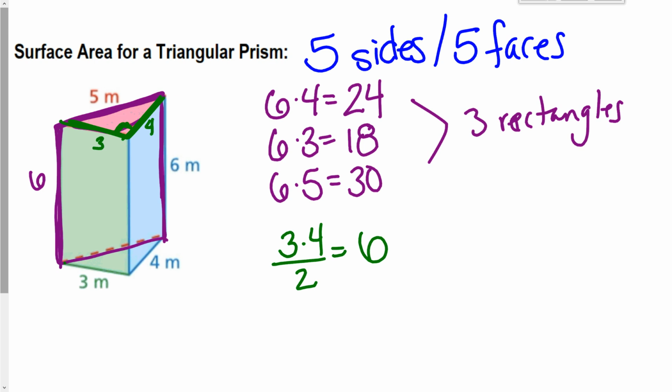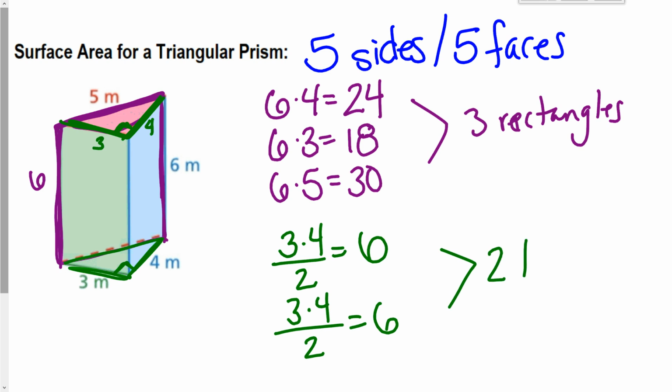And then I also have this triangle down here. Again, I know where my right angle is. I know it's a 3 by 4, divide by 2, 6. So I have 2 triangles. Those are the 5 sides to a triangular prism.